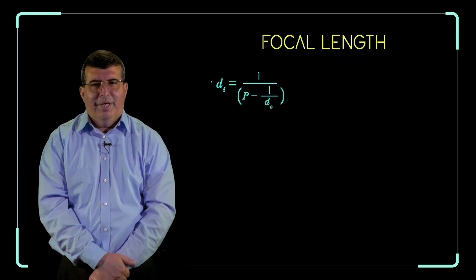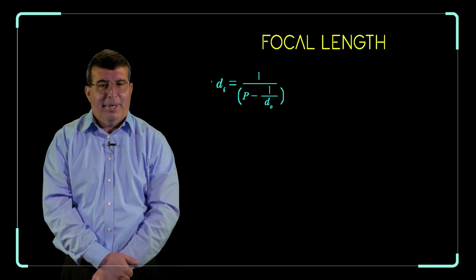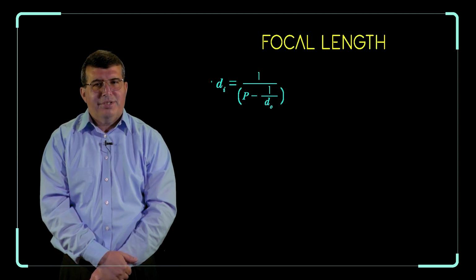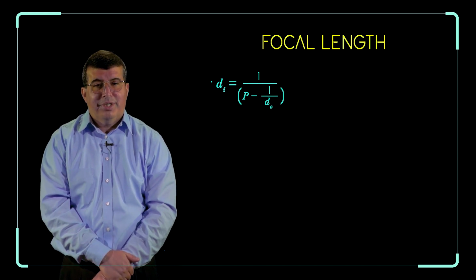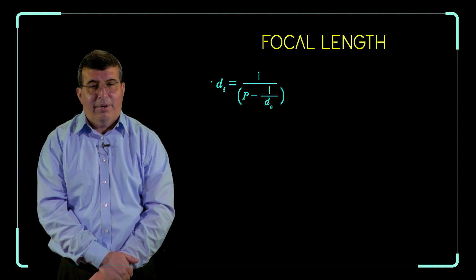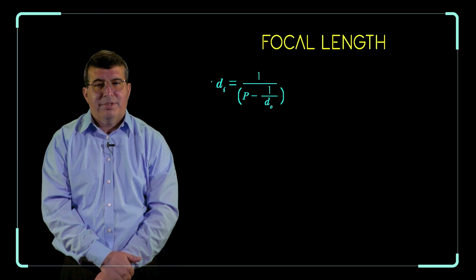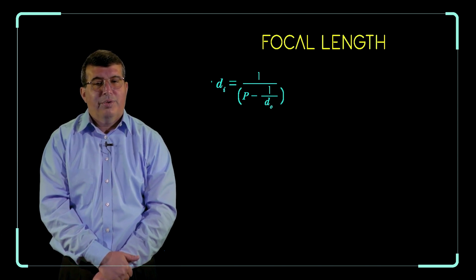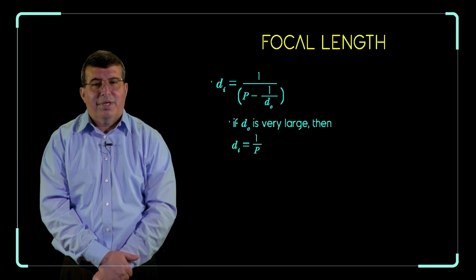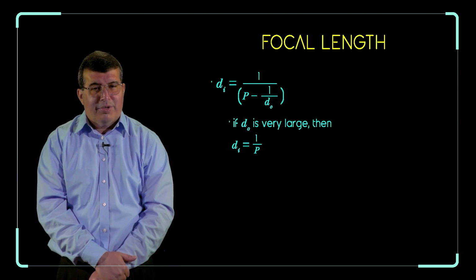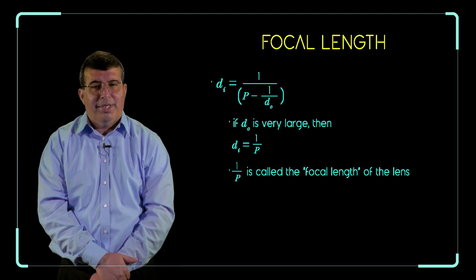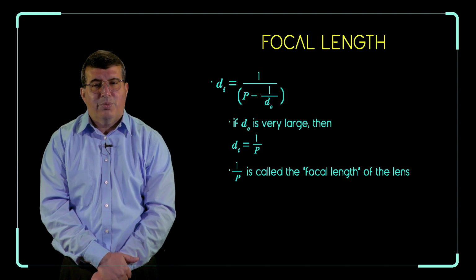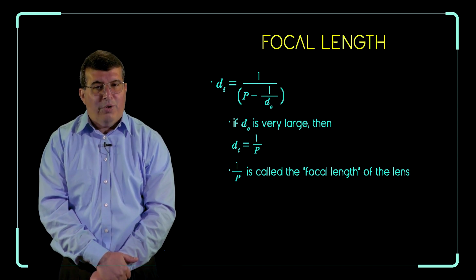Okay, let's take a look at a special case in our equation. We have that the image distance is equal to 1 over p minus 1 over the object distance. Now, if the object distance is very large, then 1 over the object distance becomes very small, and essentially it is completely negligible compared to the power. So for very large object distances, the image distance becomes simply 1 over the power. So what that says is that 1 over the power is what we call the focal length of the lens. So for objects at very large distances, they will all be focused at the same distance from the lens, and that distance is 1 over the power. So 1 over the power is the focal length of the lens.